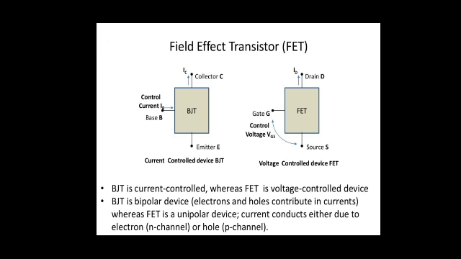But a field effect transistor is a unipolar device. Unipolar means it has only one type of carrier. It will not have minority carriers, and minority carriers do not participate in current conduction. So if it is an n-channel JFET, electrons participate in current conduction, and if it is a p-channel JFET, holes participate in current conduction.